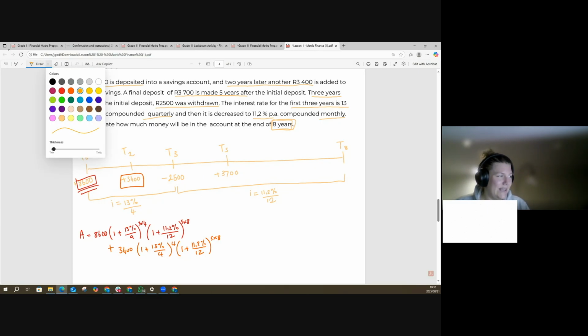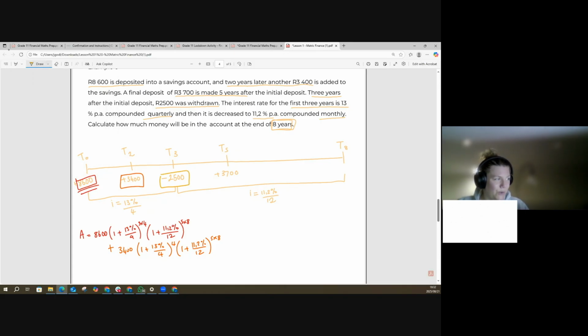Then we track the withdrawal. So now we're going to minus 2,500. It doesn't go into the first interest rate at all. So it's only going to be in the second interest rate. And it is in there for the whole time. So it's going to be in there for 5 times 8.